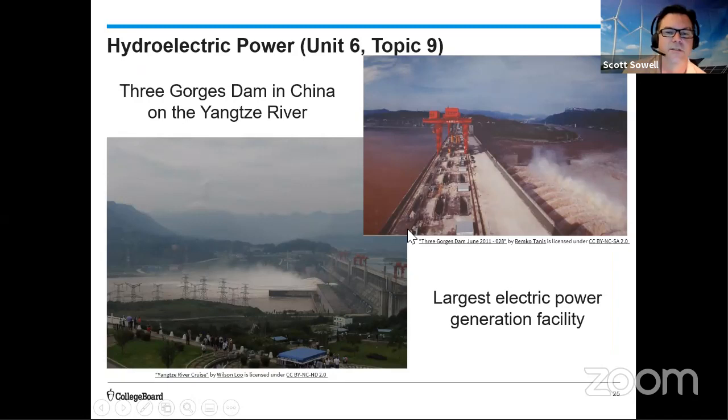So just an interesting little fact about how you can mitigate the effects of that fragmentation. A famous dam to know: not only do we have the Hoover Dam here in the United States, but the biggest one is the Three Gorges Dam in China on the Yangtze River. It is a huge electric power generation facility. So it's just a famous one that you may hear about.